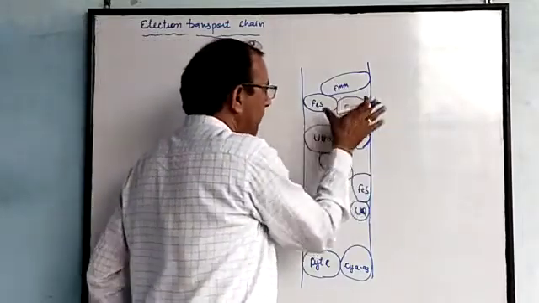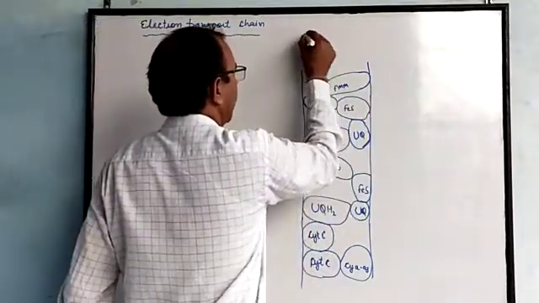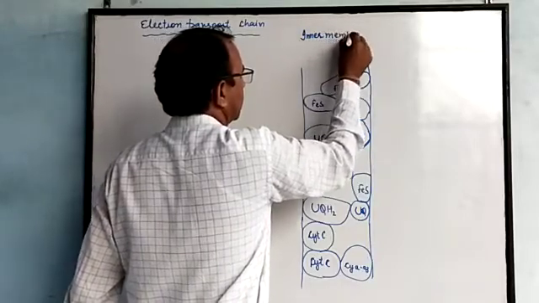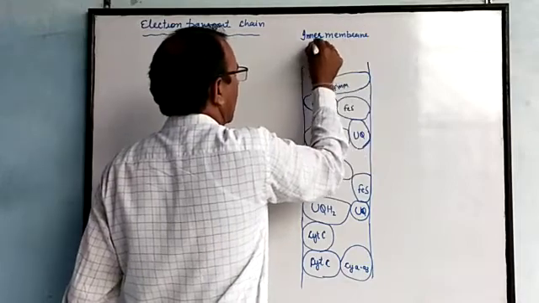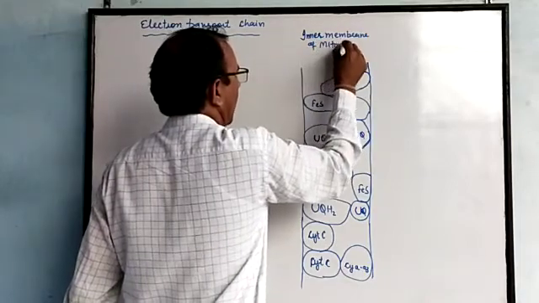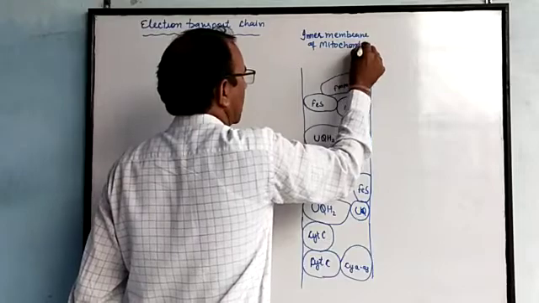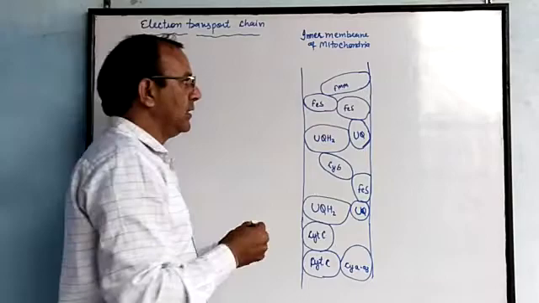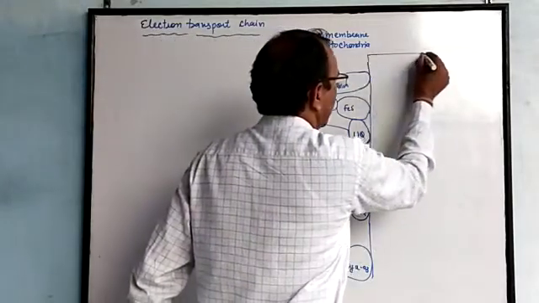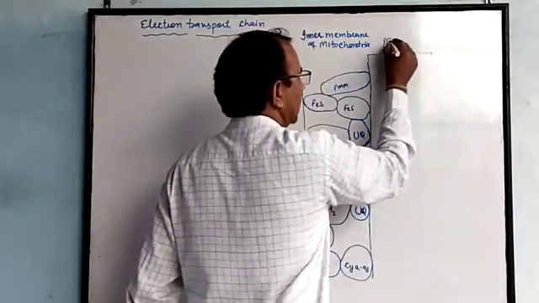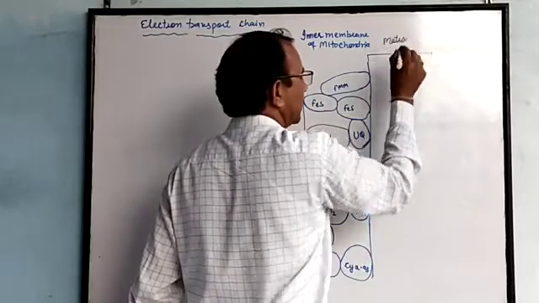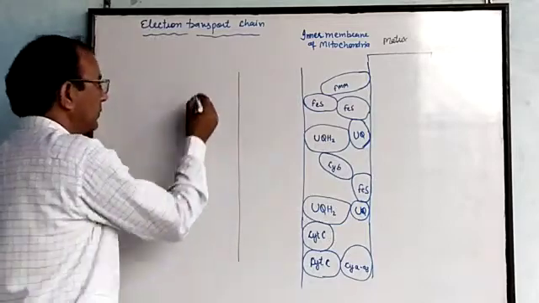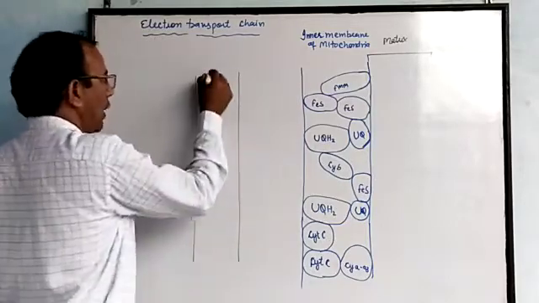This is the inner membrane of mitochondria. Just inside the inner membrane of mitochondria is the fluid where the matrix is present. So here is the matrix. This one is the outer membrane.